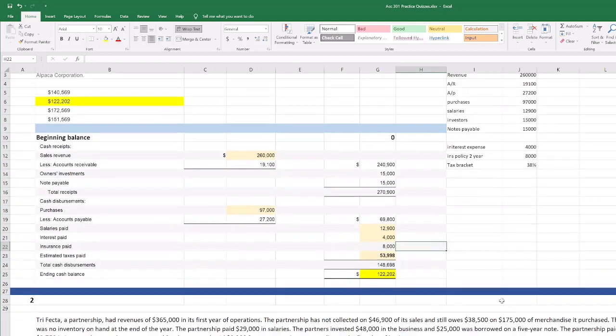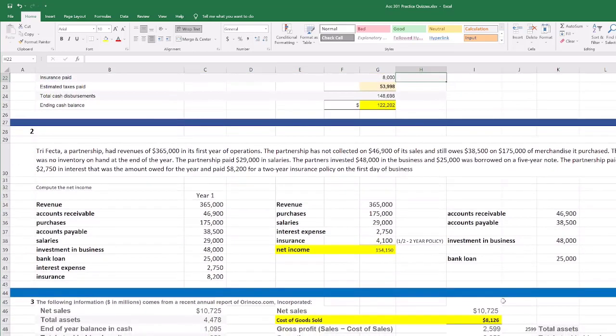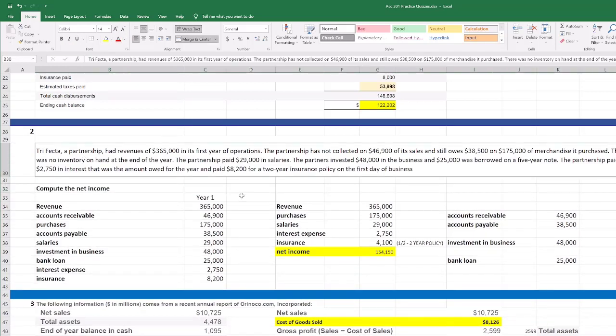Okay, now we have a similar problem, but this one wants us to compute the net income. So we've got the same issue. Trifecta had a partnership, and again this year. So here are all my numbers. We have revenue of $365,000 in the first year of operations, and this year is not so important because we're not dealing with beginning cash. The partnership had not collected 46,900 of the sales, so we have accounts receivable of 46,900, and we still owe $38,500 in accounts payable on our purchases of $175,000.